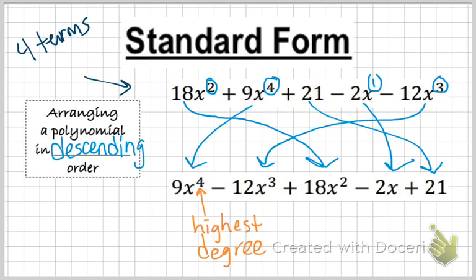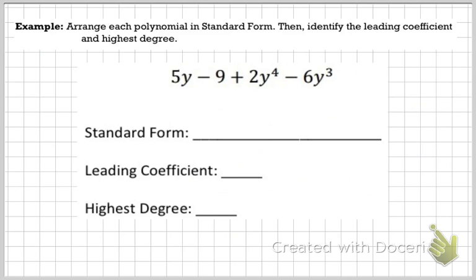So the way this was arranged is called standard form. So what we're going to do first is we're going to arrange each polynomial in standard form. Once we do that, we're going to identify the leading coefficient and the highest degree. So before we answer those questions, we need to write it in standard form.